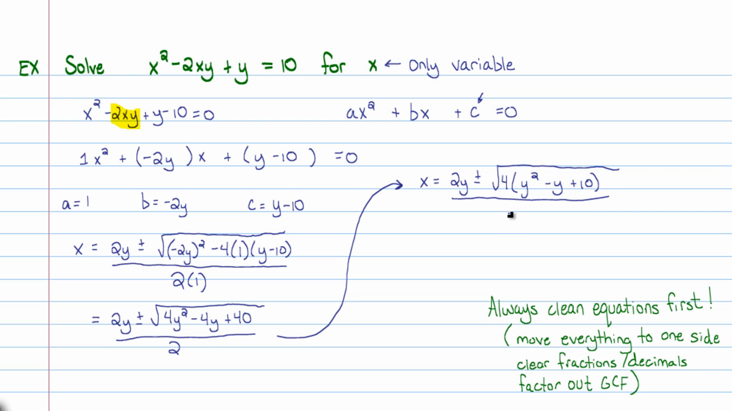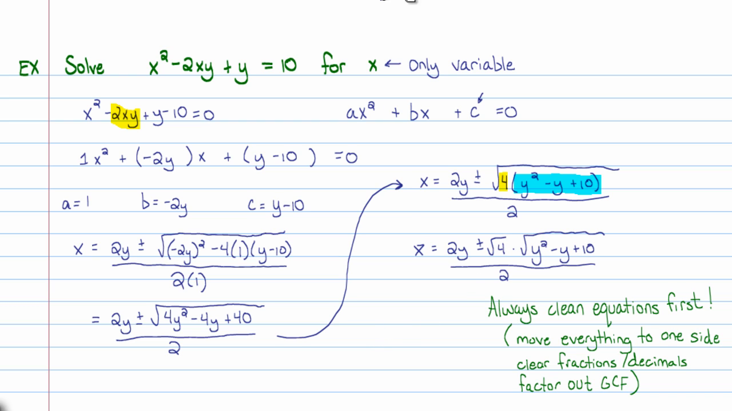And now, inside this square root, that's just an object, 4, times another object, y squared minus y plus 10. It's just two objects being multiplied. So you can break that square root up. That's x equals 2y plus or minus the square root of 4 times the square root of whatever's left here, y squared minus y plus 10. And this is all being divided by, again, 2. What's interesting about this is that the square root of 4 just turns into the number 2 as well.